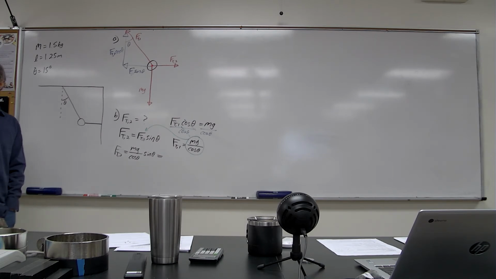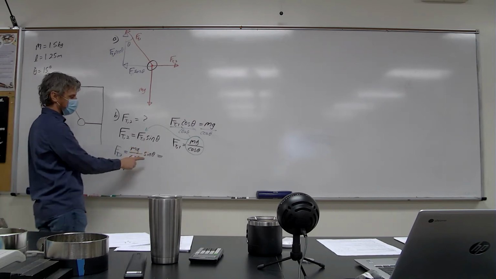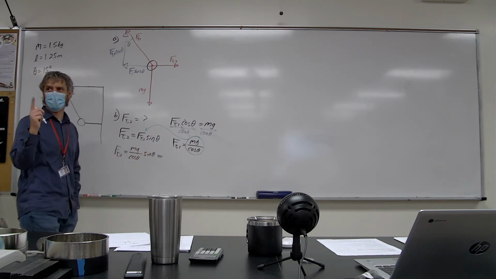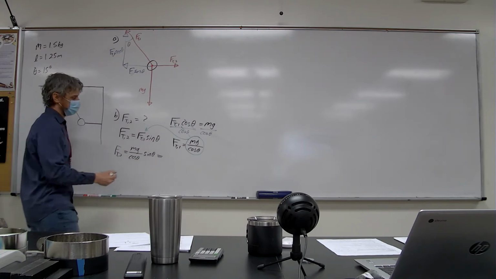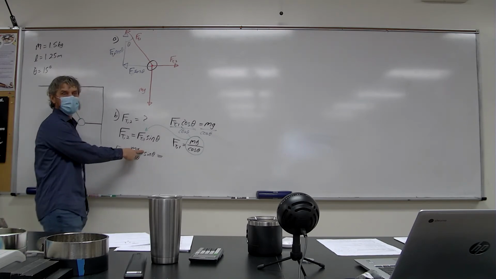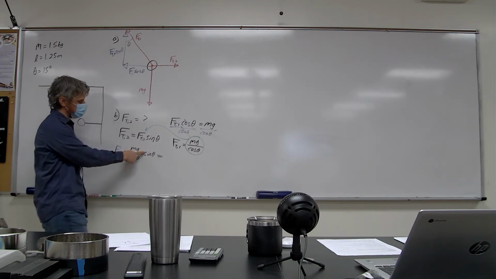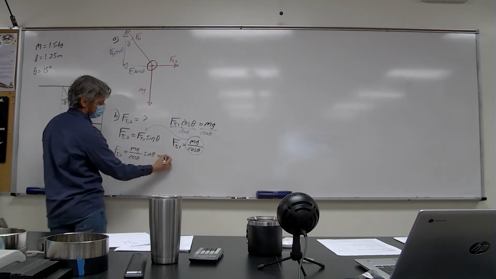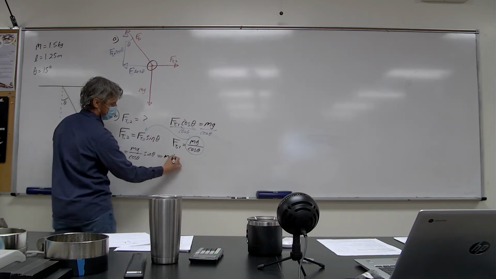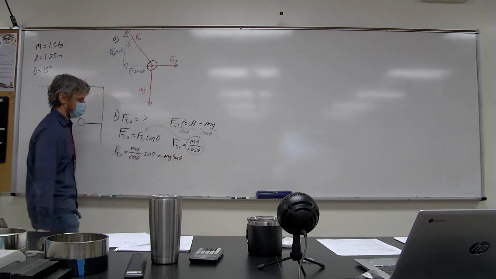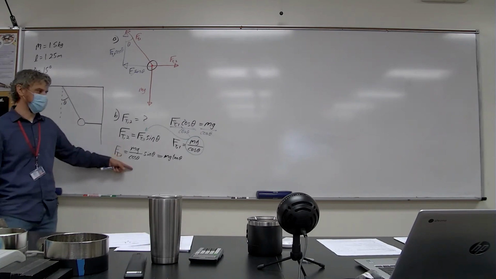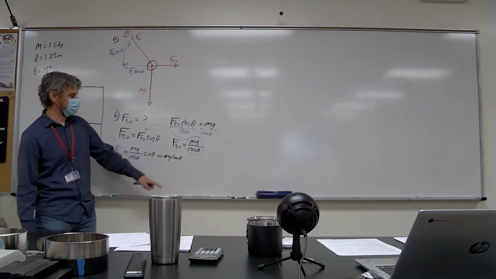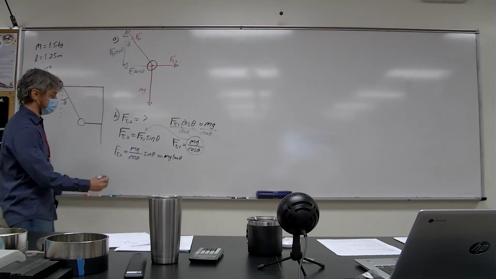What? Someone said it. Tangent. Here I got sine theta in the numerator, cosine theta in the denominator. Sine theta over cosine theta is tangent theta. Sine is opposite over hypotenuse, cosine is adjacent over hypotenuse, so it's opposite over adjacent. So I can write that as mg tangent of theta. Now you don't need to do that. You can plug in the values here and you're just fine, but you can write it a little more succinctly as mg tangent theta.